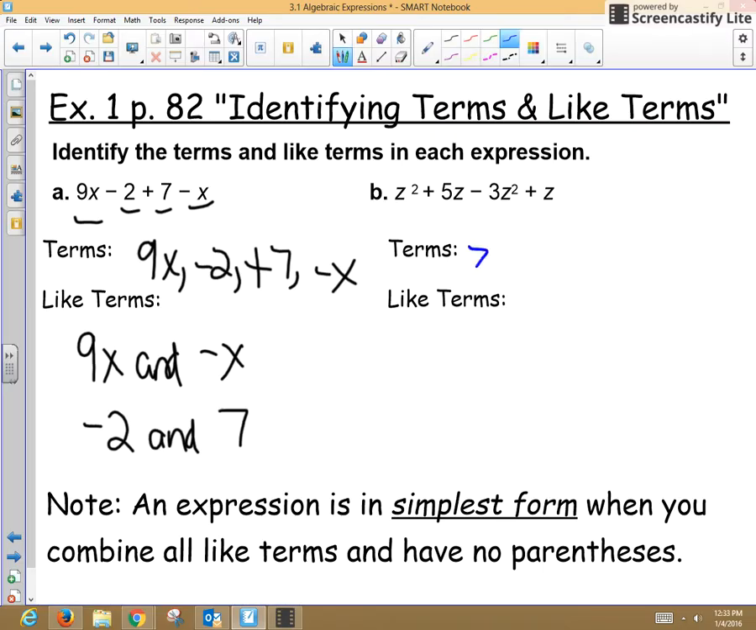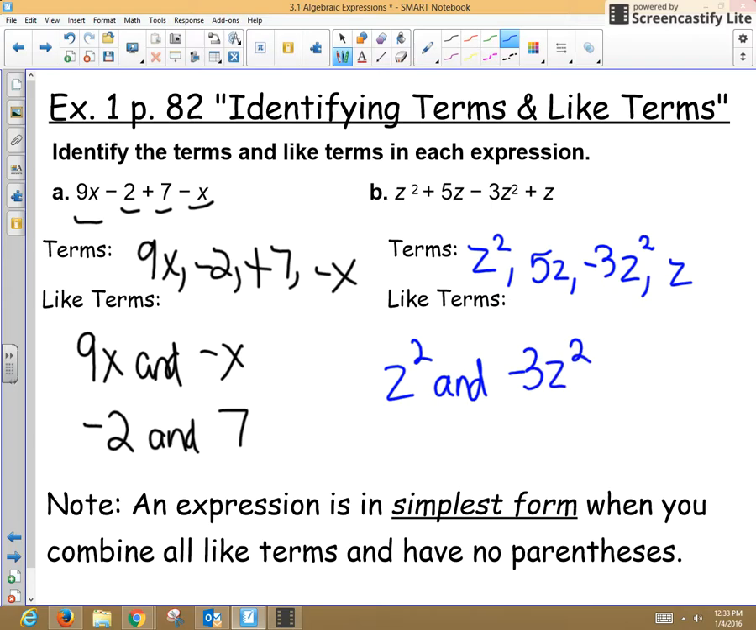Now let's try the same thing for example B. The terms in this one are z squared, then we have 5z, then we have negative 3z squared, and the last term is z. The like terms are those with the exponent and the same variable, so z squared and negative 3z squared are like terms. 5z and z are also like terms.